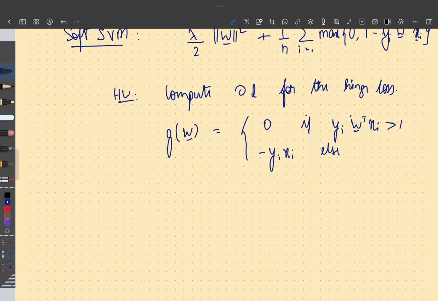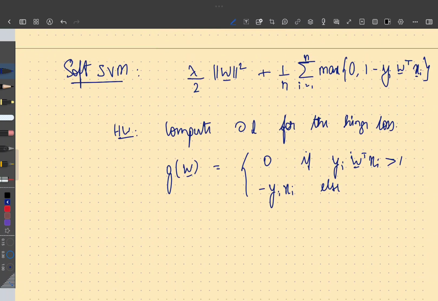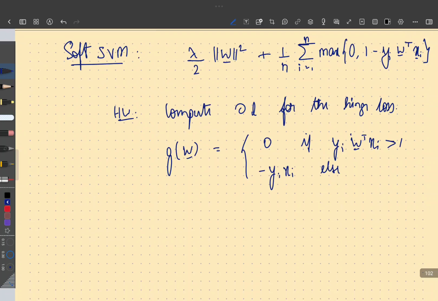So that's property number 1. The second property is that this objective function that I have for soft SVM is not just convex, but it also satisfies a stronger condition. It's what is called strongly convex.